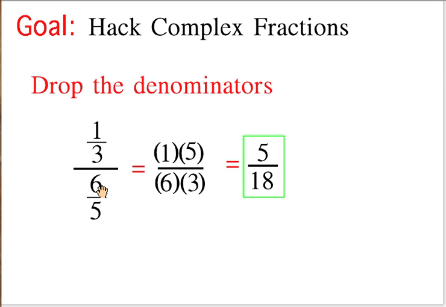We drop the 3 into the bottom and drop the 5 into the top, and we're done. And you can see the way this really eliminates the possibility of errors. It simplifies things down, and of course, like I argued before, it leads to what comes next in more complex math classes. Okay, that is the drop the denominator hack.